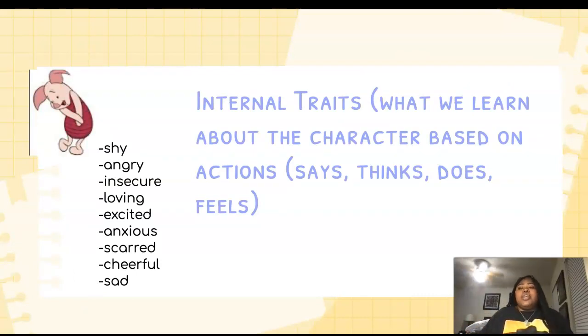Internal traits are what we learn about the character based on actions, like what she says, thinks, and feels. If I'm in the corner and I'm shaking, you can guess that I'm shy. Or if I'm banging on the table like she was when her cards fell down, you can tell that she was angry. Or if I'm like, oh my god, oh my god, oh my god, you can tell I'm excited or anxious or scared. These are things that we can look at from the outside. We can tell how the character is feeling based on what they say, think, do, or feel.